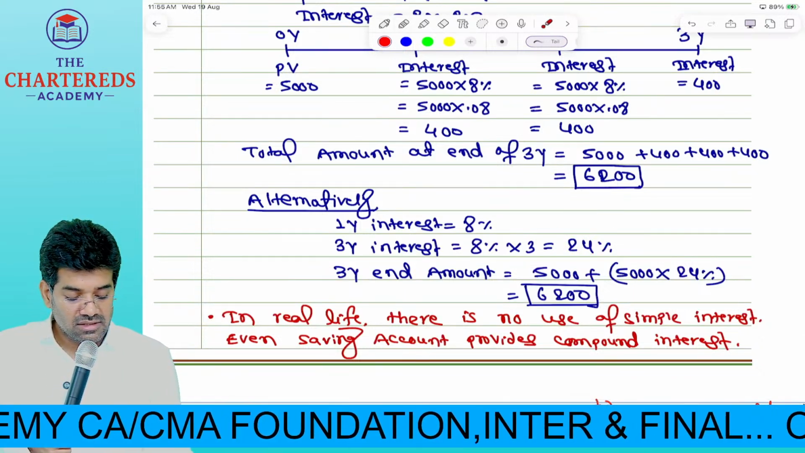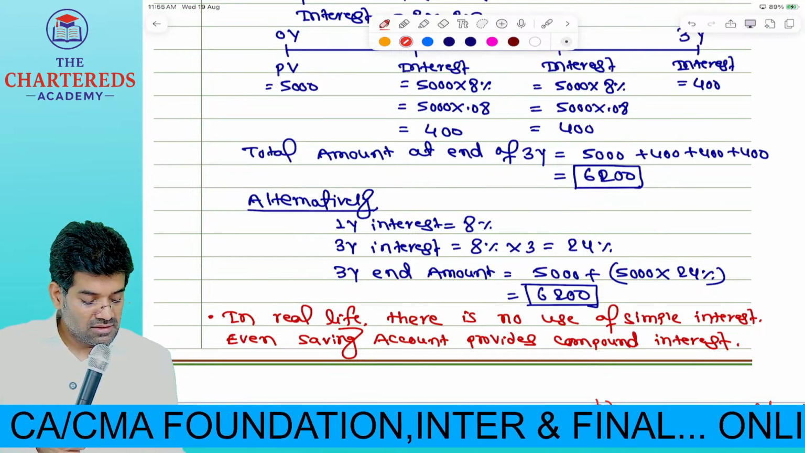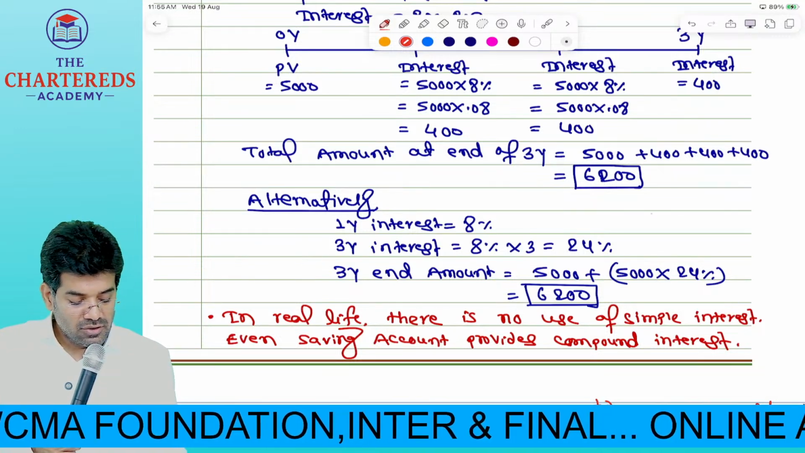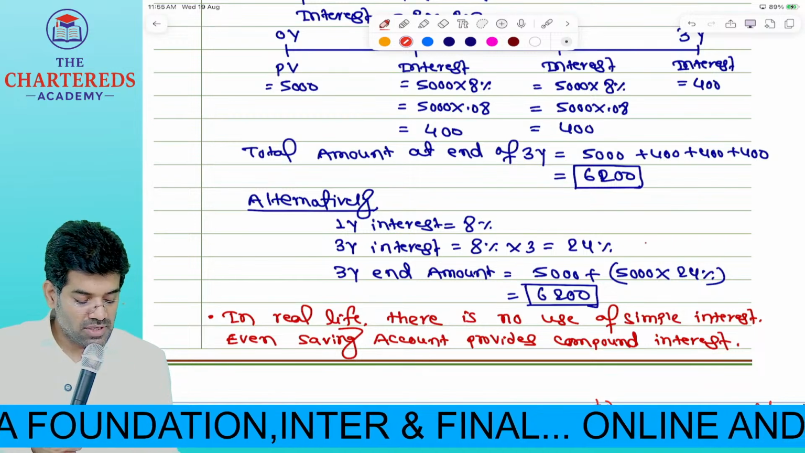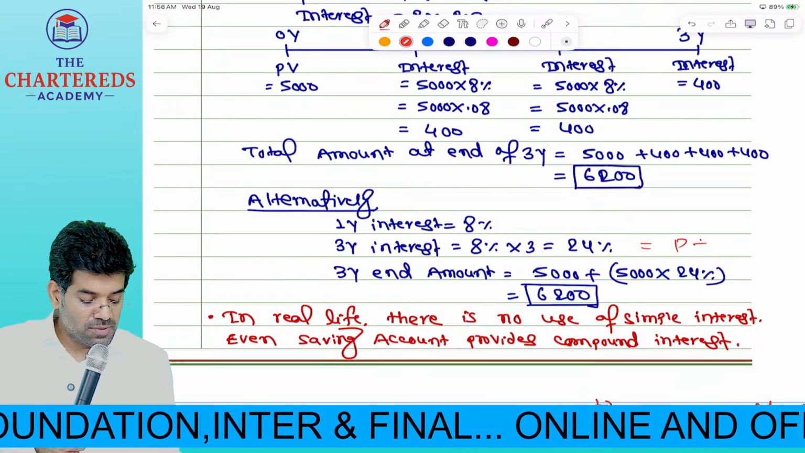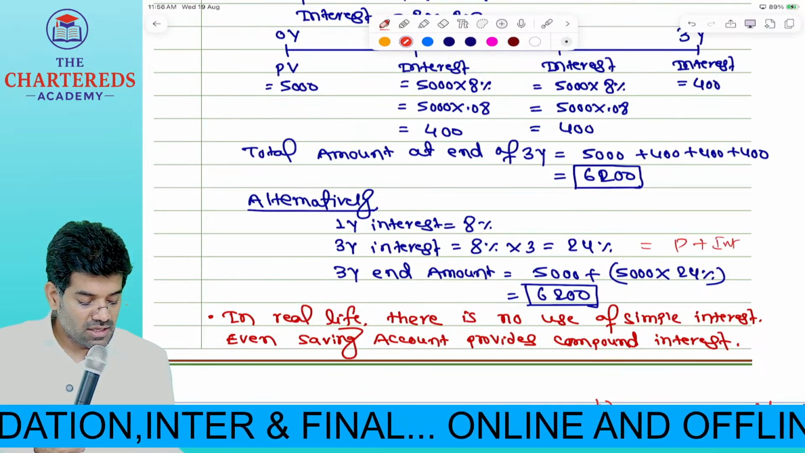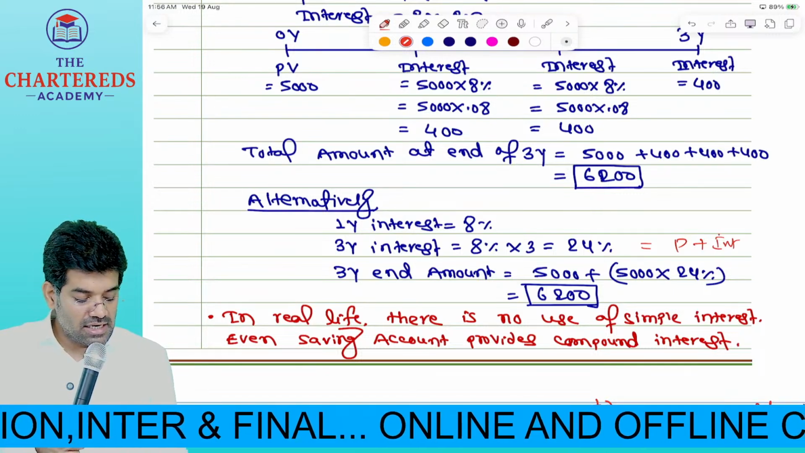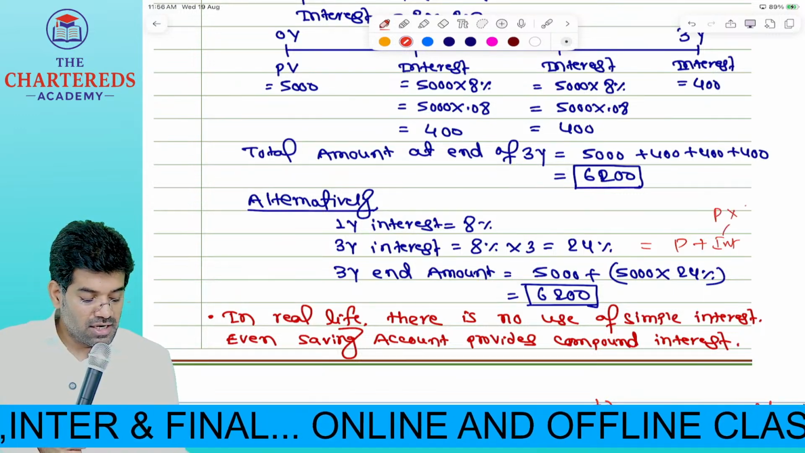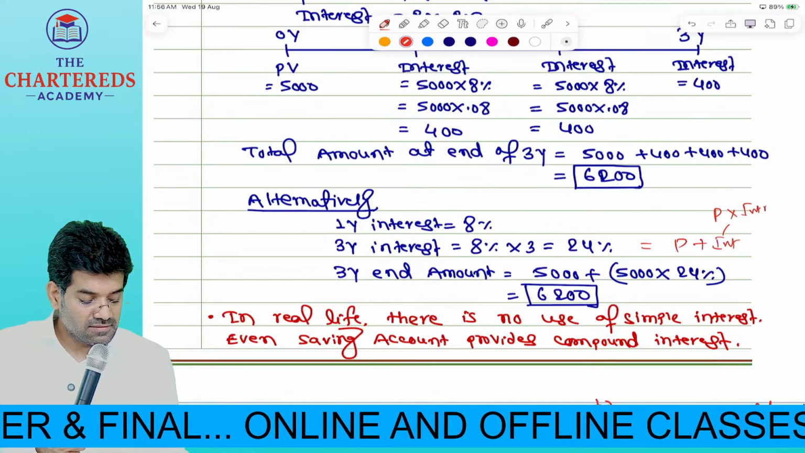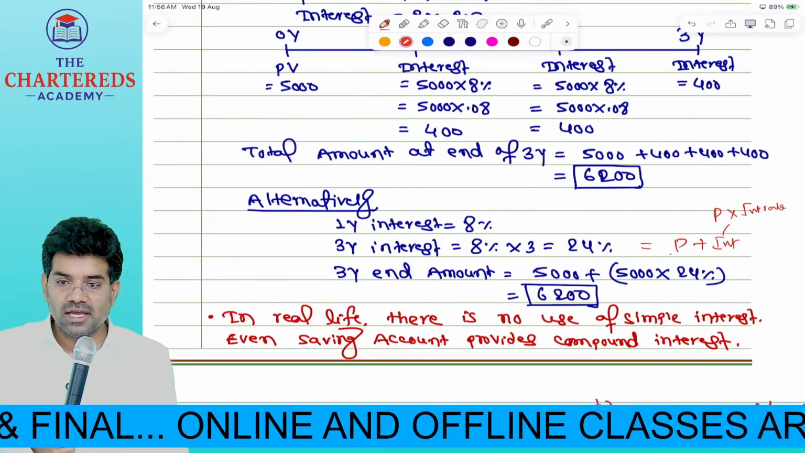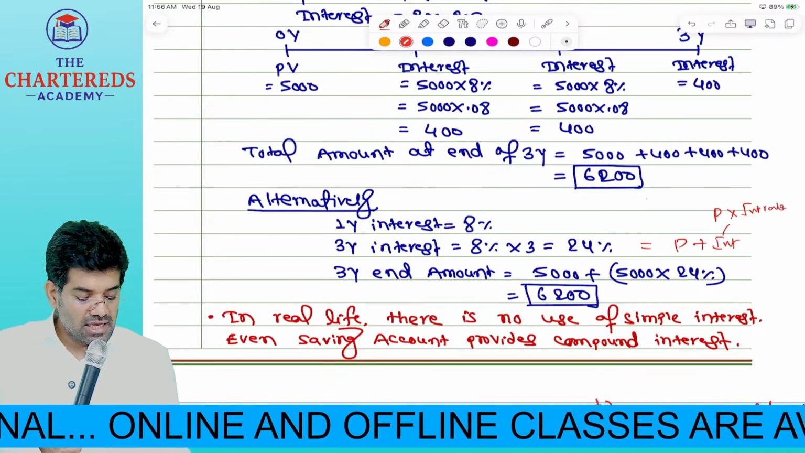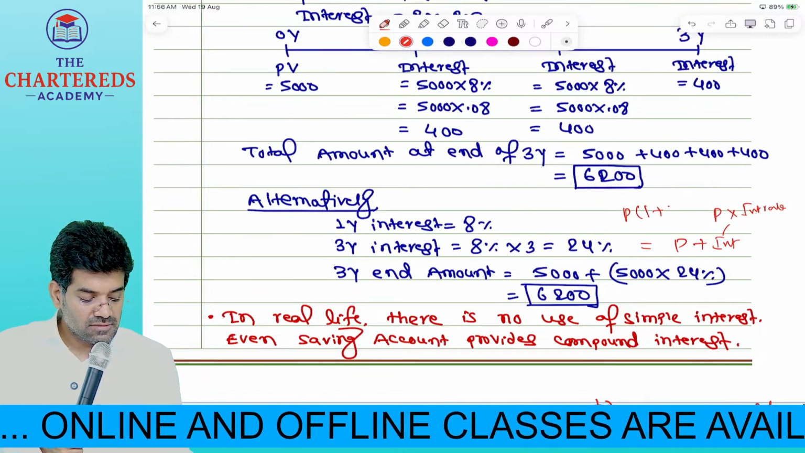Or as shown here, your maturity value under simple interest will consist of principal plus interest amount. How do you calculate interest amount? Principal into interest rate. If you take P common here, principal common, then 1 plus interest rate.